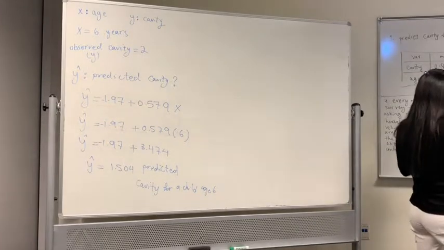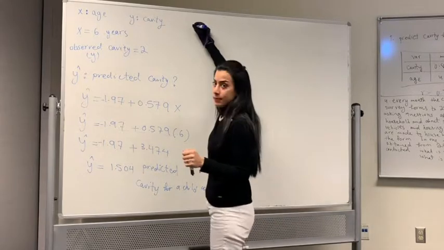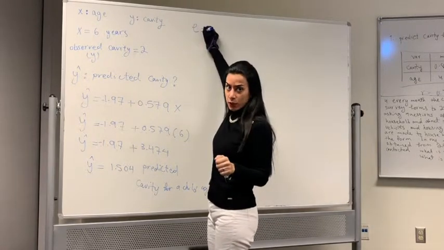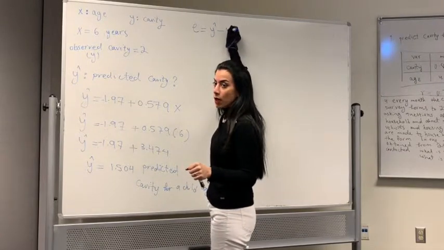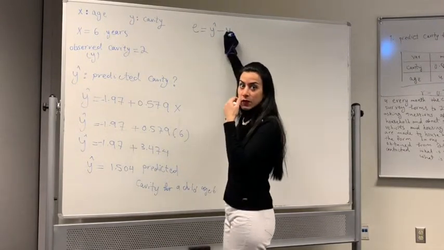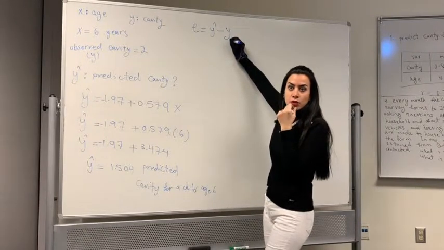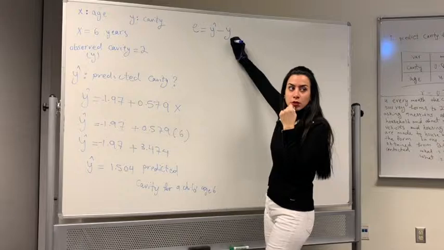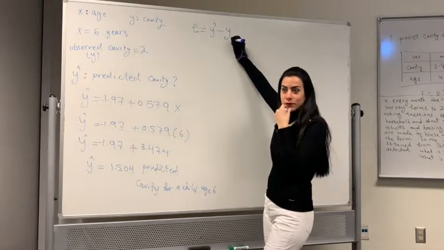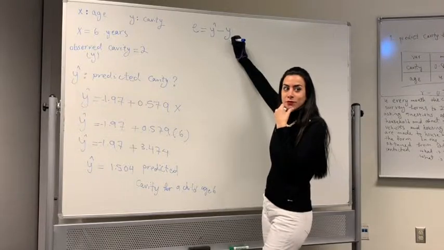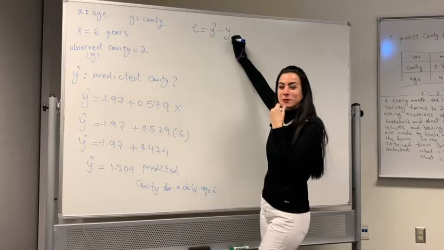Then it says, what is the residual for this child? Residual was E, error, correct? Equal to y hat minus observed y, correct? Is this correct? No? Y minus y hat or y hat minus y? Observed y minus predicted y, correct? Yeah. Observed y minus predicted y.